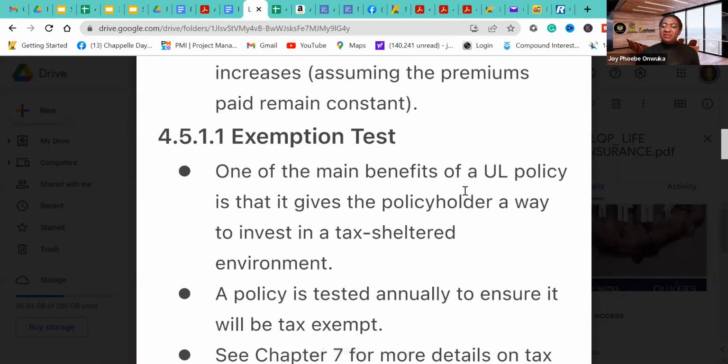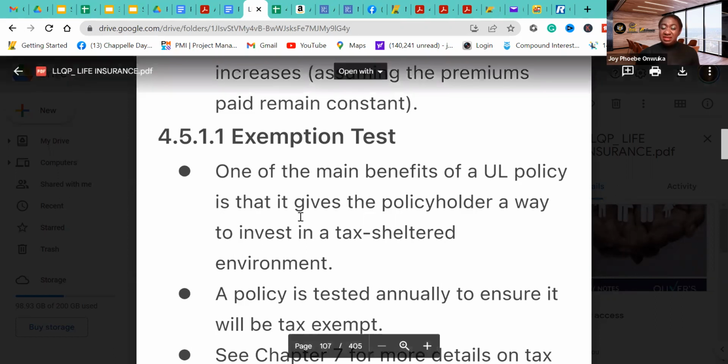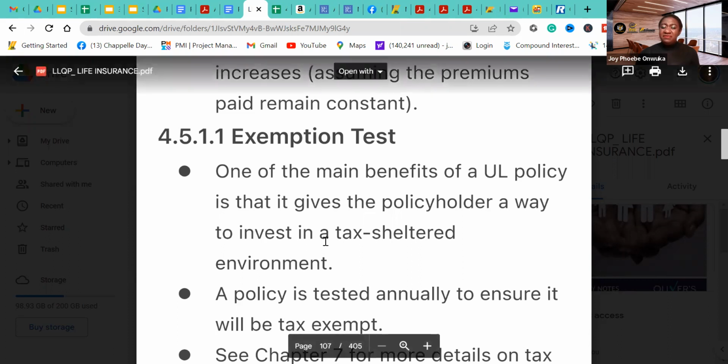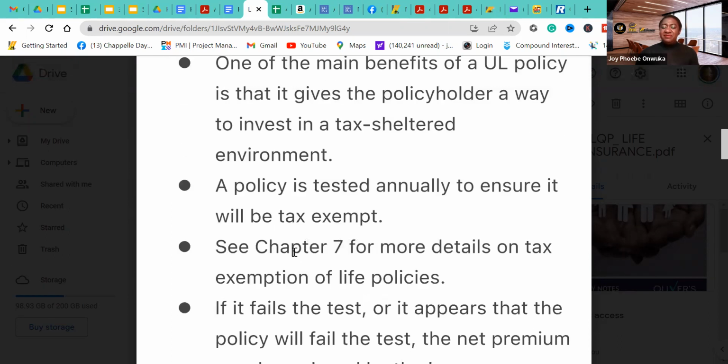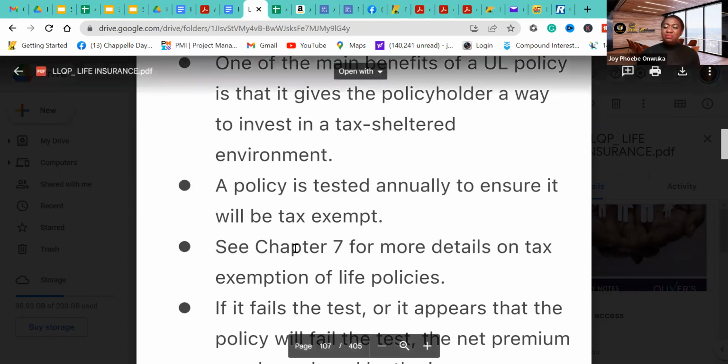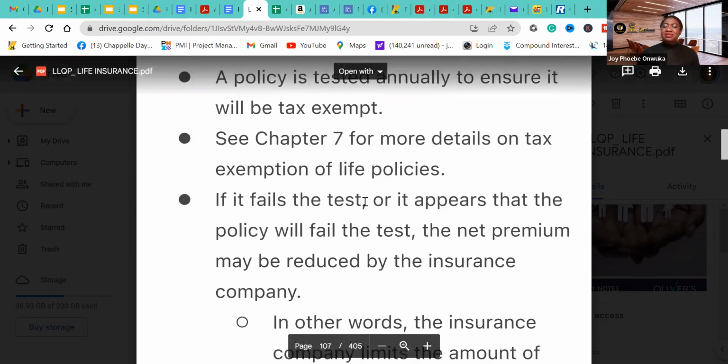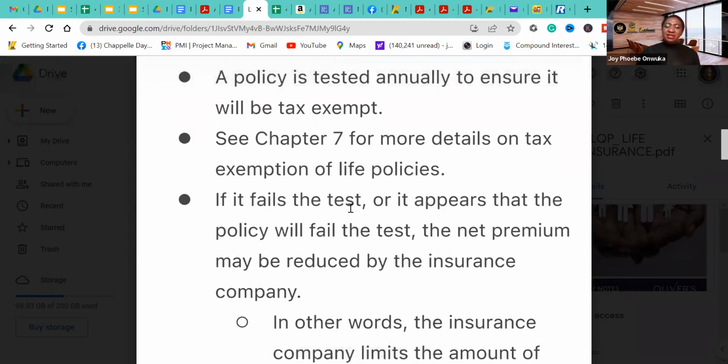One of the main benefits of a UL policy is that it gives a policyholder a way to invest in a tax-sheltered environment. A policy is tested annually to ensure it will be tax exempt. See chapter 7 for more details on the tax exempt. Anyways, we'll get there eventually.